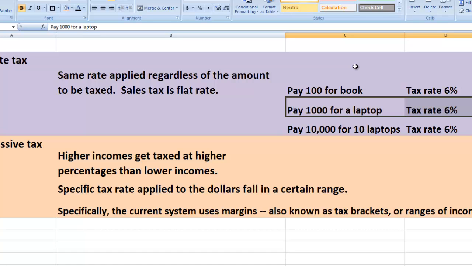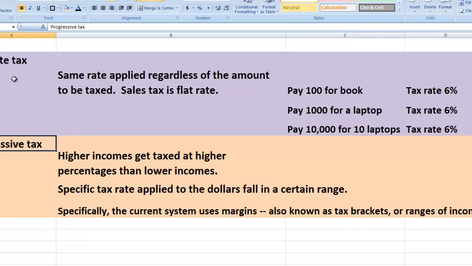Now, even if you pay like $10,000 for 10 laptops, the tax rate is still 6%, and the amount of tax is 6% multiplied by 10,000, equal to $600. So you can see that the way we calculate tax under the flat system is very, very clear and very straightforward. The second system we have is progressive tax rate.